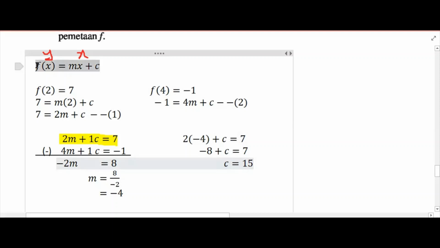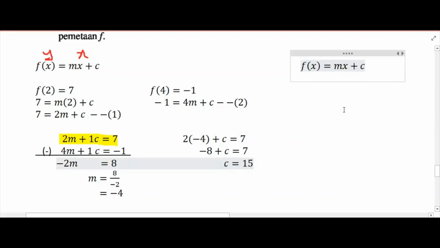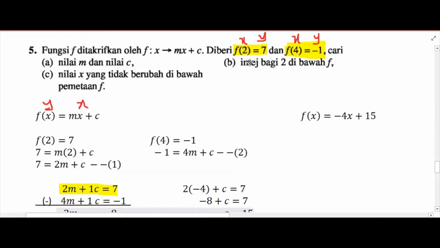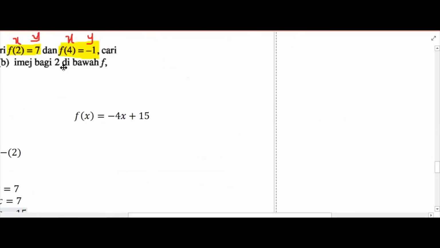Jadi ini kamu boleh cakap formula dia. M adalah negatif 4, C adalah 15. Okay, you know the M and C, I sub in first. So this is a function. Then we can do for B already. So B question: find the image of 2. Okay, cari image bagi 2 di bawah F.